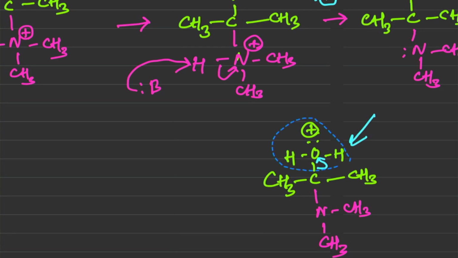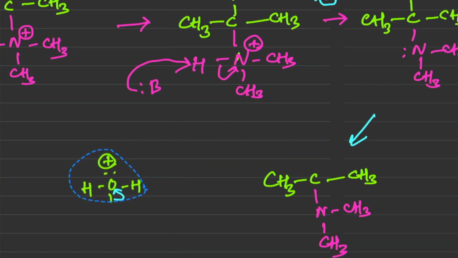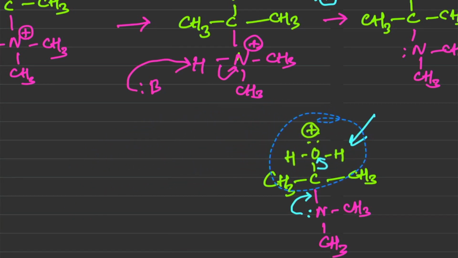If this goes away as water, you notice the carbon does not have an octet anymore. So how can we bring back the octet? Well, we can do it with the help of nitrogen. Nitrogen will say, here you go, carbon, take 2 electrons from me and be satisfied with an octet. So I will bring this one here. So let's recap.